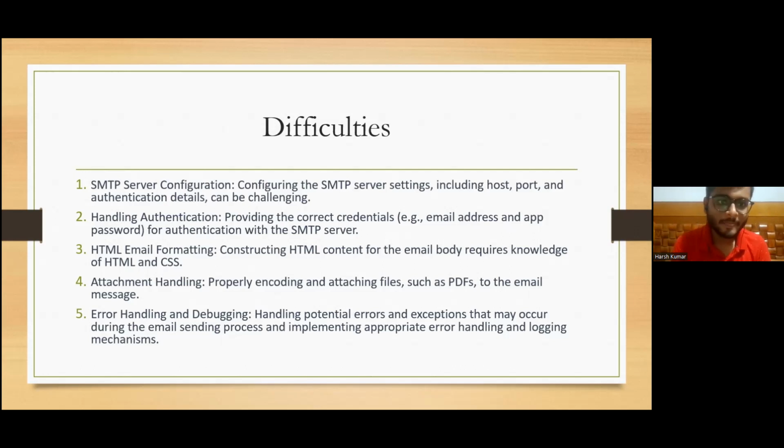Now on the project side, for example, different encodings are used, so we have to handle that. Authentication is a big issue, as I just told, we have to use app passwords. So we have to configure the SMTP server settings, including the host, port, and so on, and handle potential errors and exceptions that may occur during the email sending process, and implement appropriate handling and login mechanisms. For example, if two-step authentication is on, then we can't log in from a third party. So these are the things.